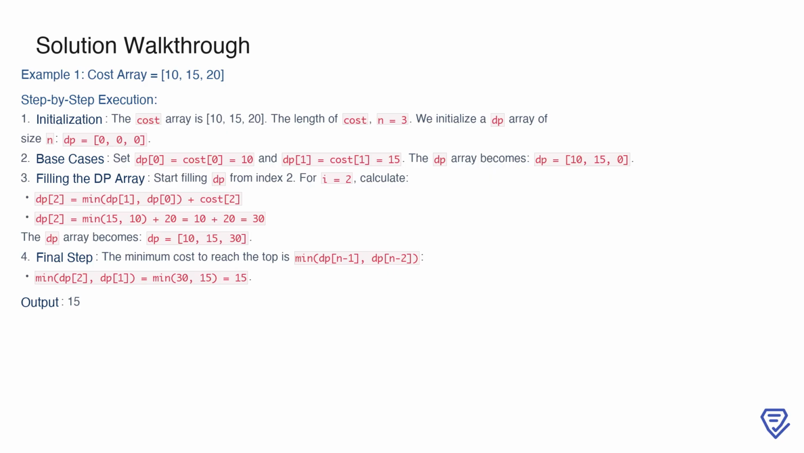Finally, the minimum cost to reach the top of the staircase can either come from the last step, dp[2], or the second to last step, dp[1]. Taking the minimum of these two values, min(30, 15), gives us the result, which is 15.